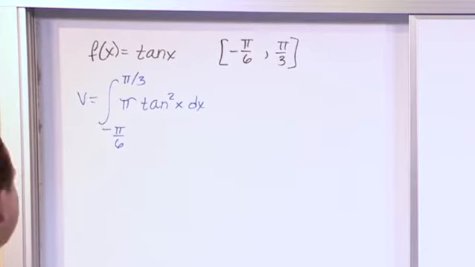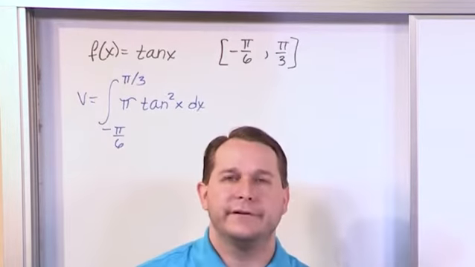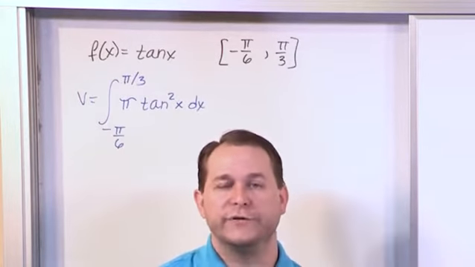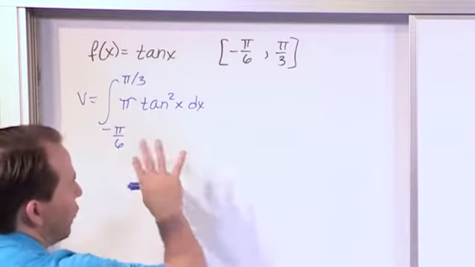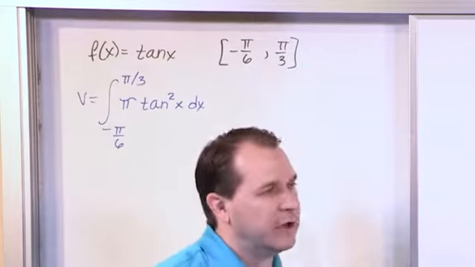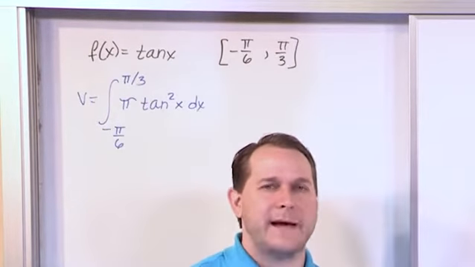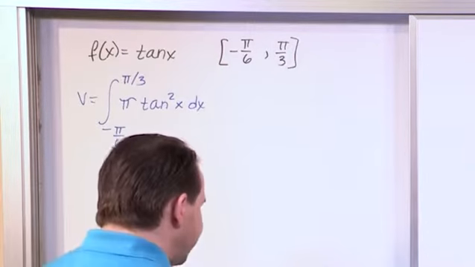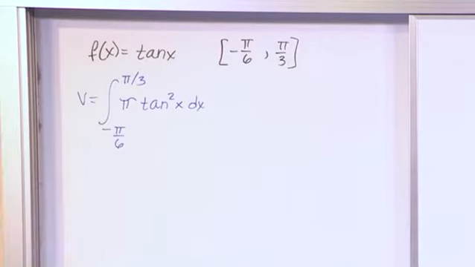So the question you have to ask yourself is, how do you integrate tangent squared? We don't really have a table or anything we've learned to tell us what the integral of tangent squared is. So what I'm going to do here is take you down a road that you might go down initially, show you how you hit a dead end and how you have to backtrack. So what I'm going to show you now is sort of an aside.